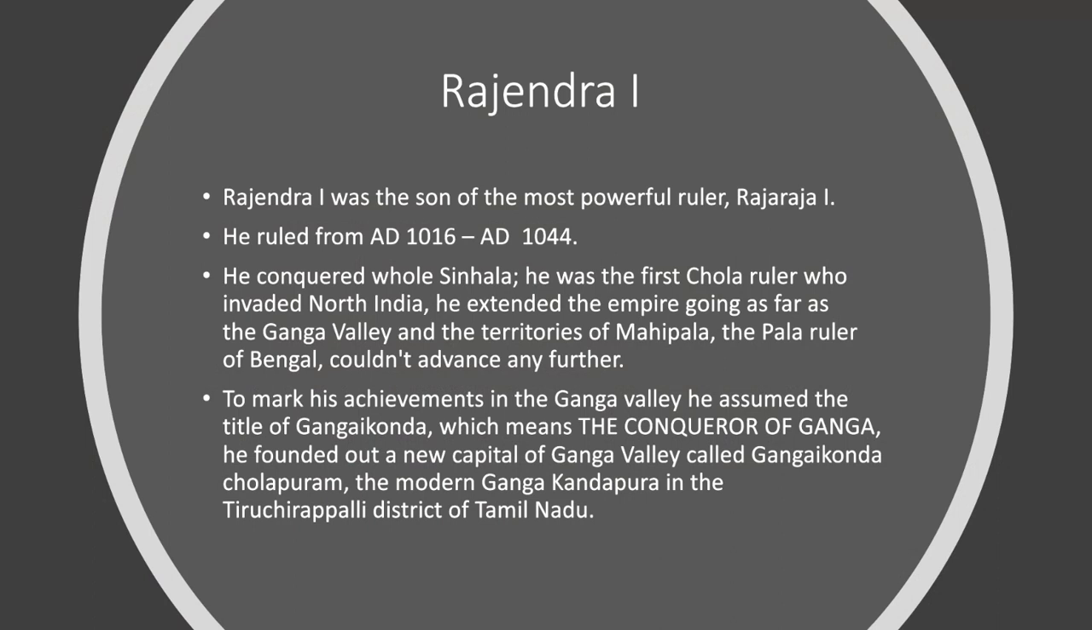So let's know his son. Rajendra I was the son of the most powerful ruler. Can you guess? He was Rajaraja I. Chola power reached its peak under Rajaraja I's son, Rajendra I. He was really as strong as his father. With the help of a powerful navy, Rajendra I managed to annex the whole of Sinhala, now Sri Lanka. That was sure cool. He ruled from AD 1016 to AD 1044.